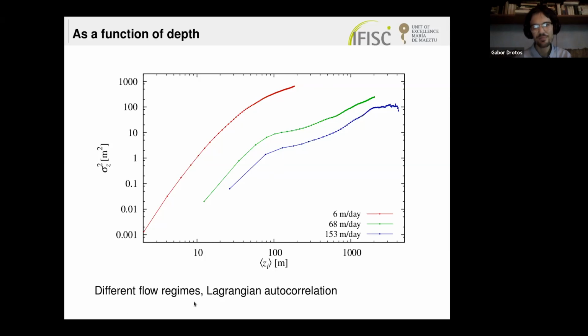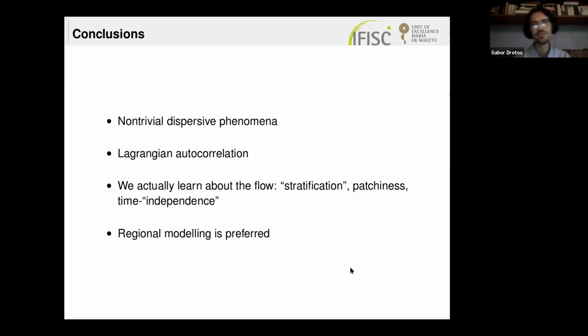And for example, above 100 meters, we basically have the mixed layer. And this also points out the importance of the relevant evaluation of autocorrelations in our problem, which should be performed in a Lagrangian sense. So I would arrive by this at our conclusions.